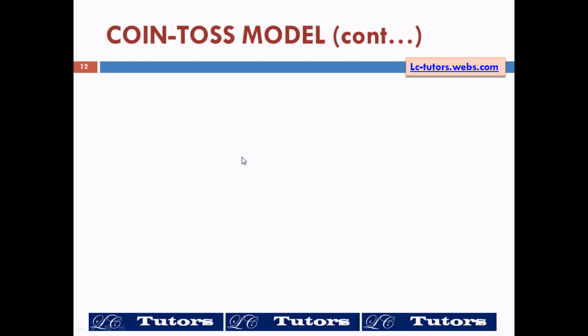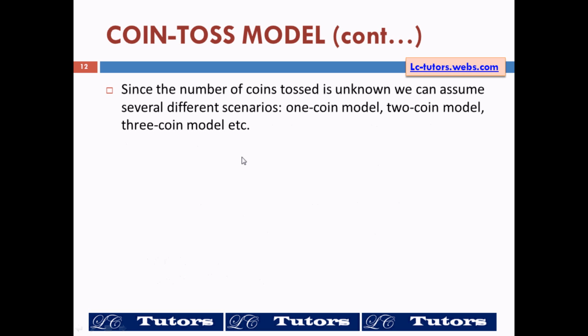So, in this particular case, we can think of three models or more. It can be a one coin model, a two coin model, a three coin model, or more of them. Since the number of coins tossed is unknown, what we know is that after tossing a coin he will tell whether it's a head or tail.